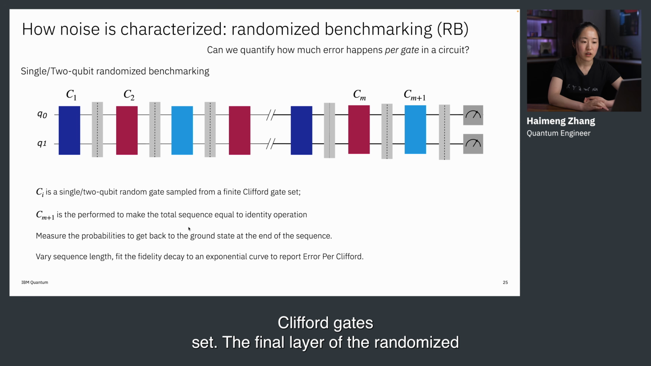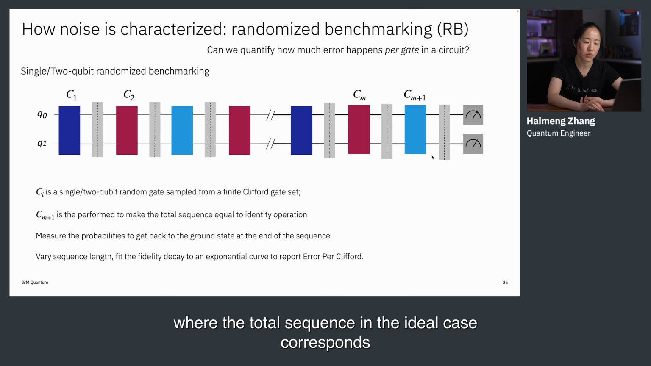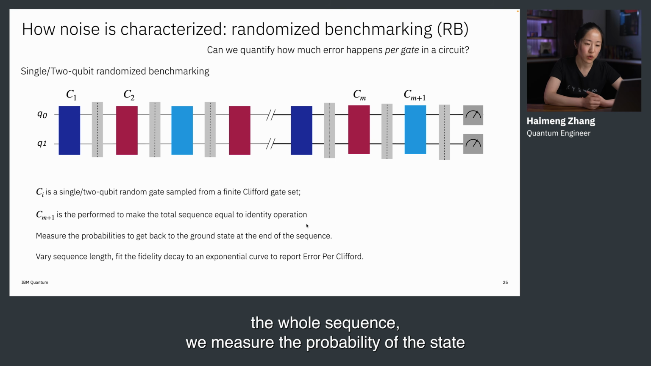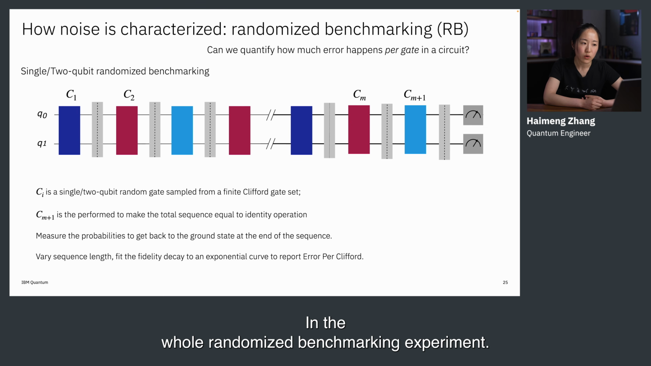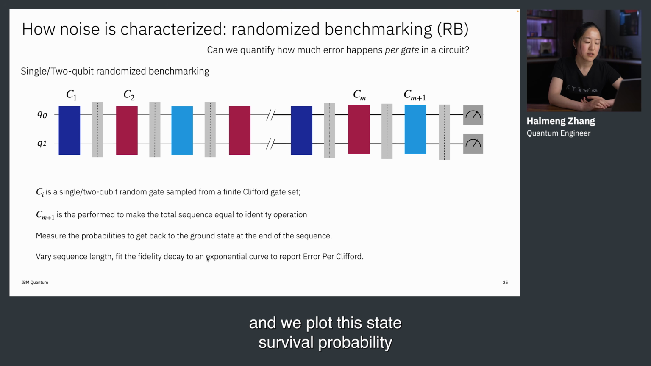The final layer of the randomized benchmarking sequence implements an inverse operation, where the total sequence, in the ideal case, corresponds to an identity operation. Then, after the whole sequence, we measure the probability of the state getting back to the ground state at the end of the sequence. In the whole randomized benchmarking experiment, we vary the sequence length m, and we plot this state survival probability as a function of m.